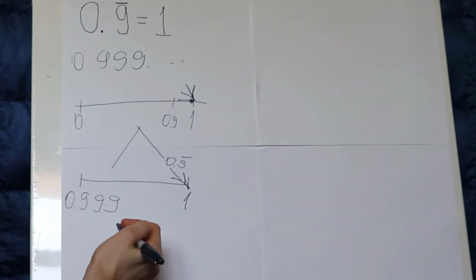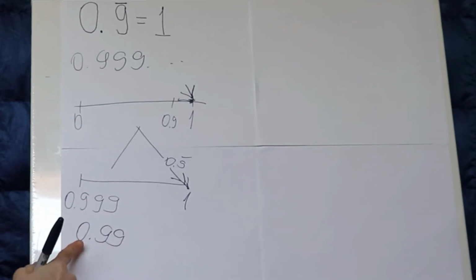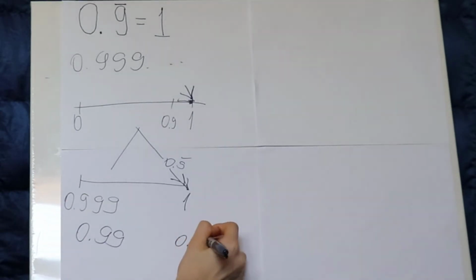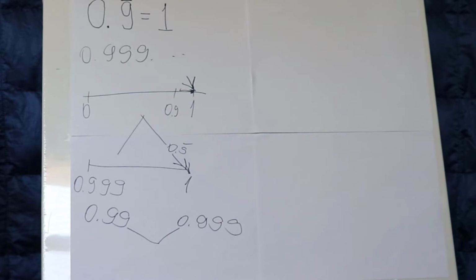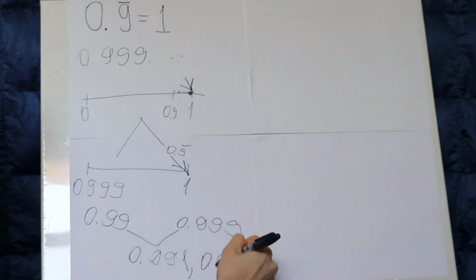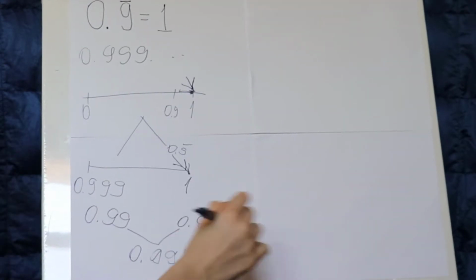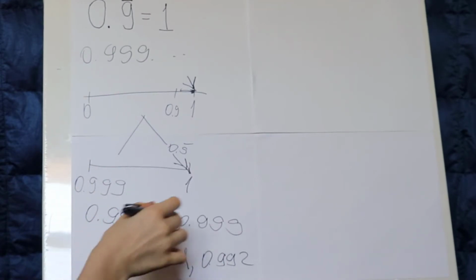But let's look at these two numbers. 0.99, I write my 9s that way, you have to deal with it forever, okay? And 0.999. What are the numbers in between there? Well, let's say 0.991, 0.992 and so on. In fact, there are infinitely many numbers in between these two numbers.